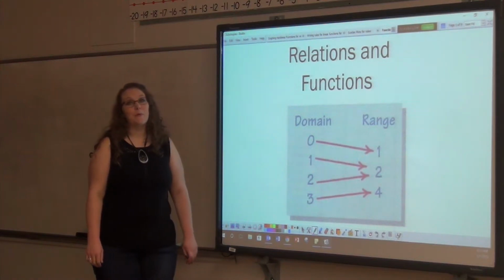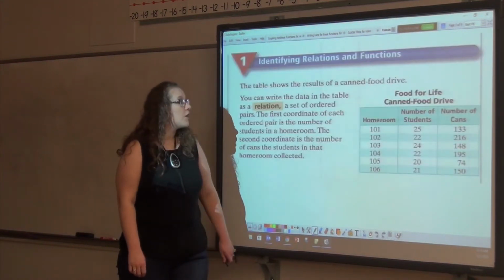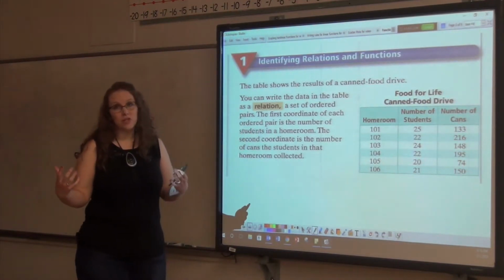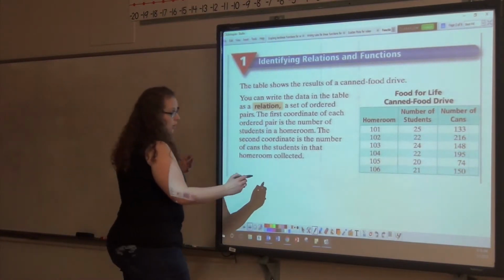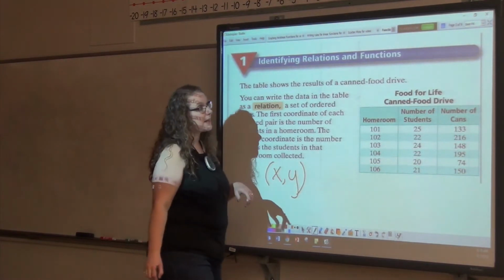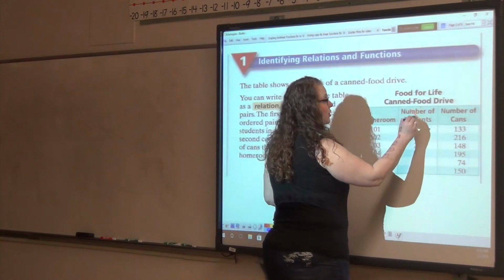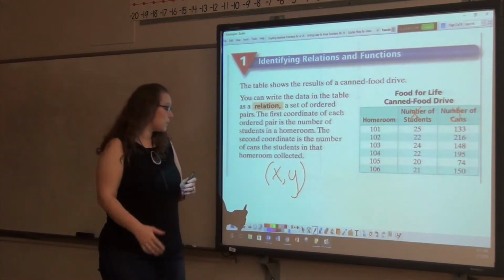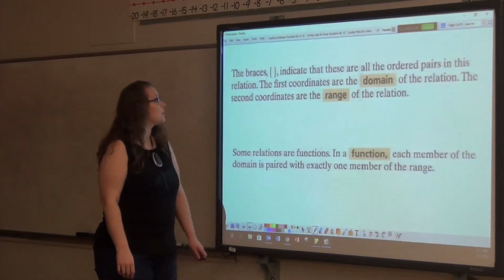Today we are talking about relations and functions. A few vocabulary words before we get started. A relation is just a relationship. It's a coordinate pair, so an x and a y, and in this case, the number of your students is your x, and the number of cans is your y. So it's just a relationship between two numbers.